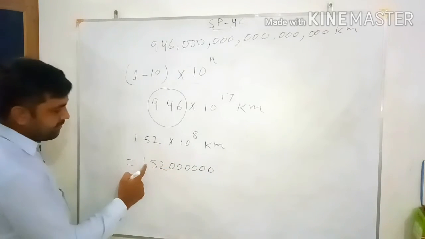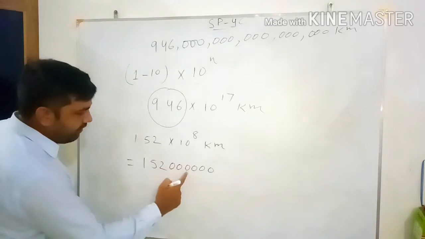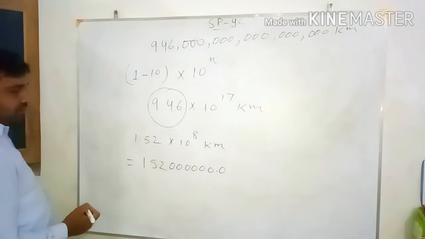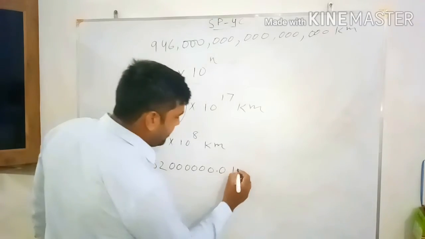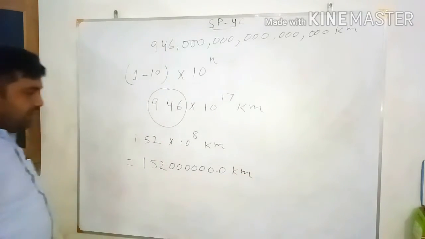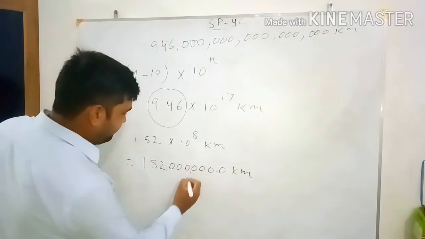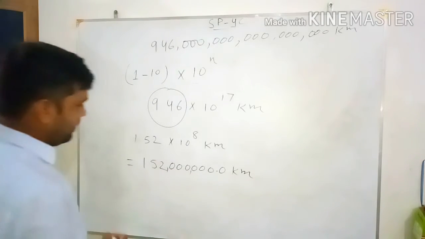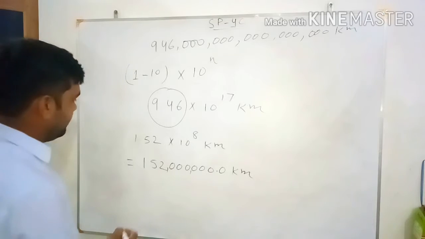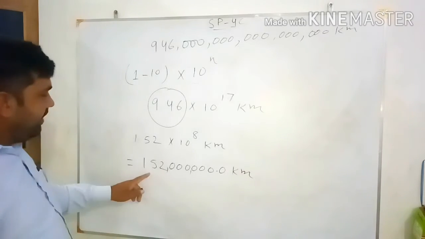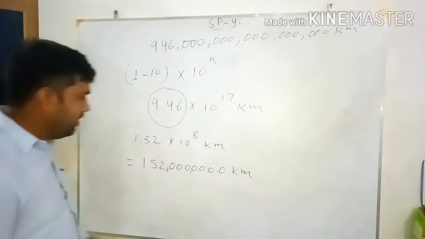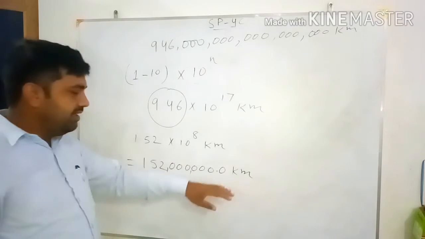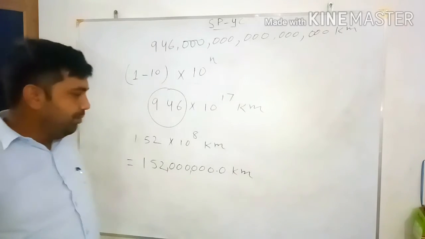Now total, the decimal will shift from here, 1 2 3 4 5 6 7 8. Now I can put the decimal here. See, here I have put the decimal here. Now the number can be read as 152 million kilometer. This number is read as 152 million kilometer.